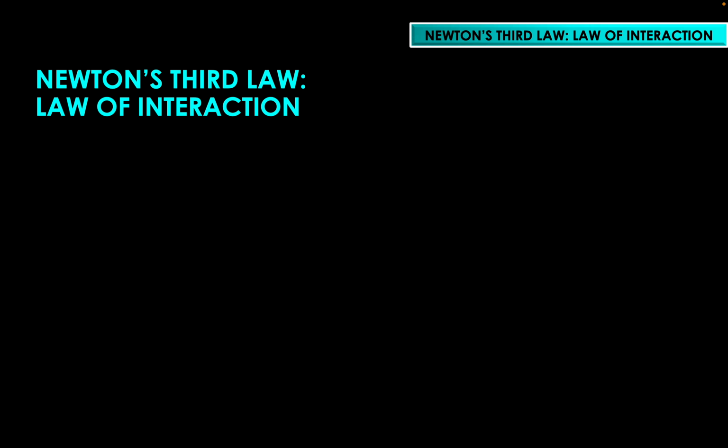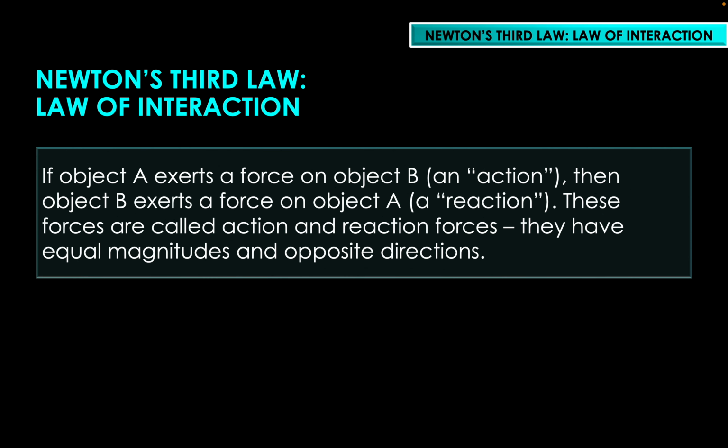Whenever you exert a force on one object, then it exerts back a force on you. So this is the formal statement of Newton's third law. It states that if object A exerts a force on object B, an action force, then object B exerts a force on object A, which is a reaction to what object A did. It also says here that these forces are called action and reaction forces, and take note that they have the same magnitude and opposite directions.